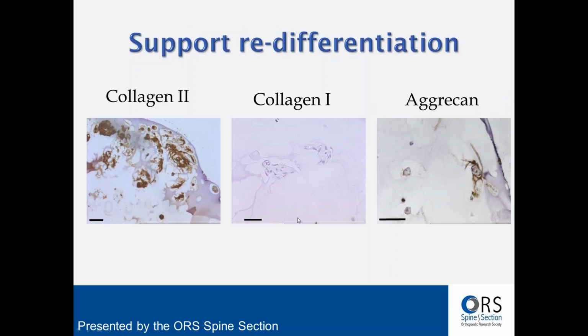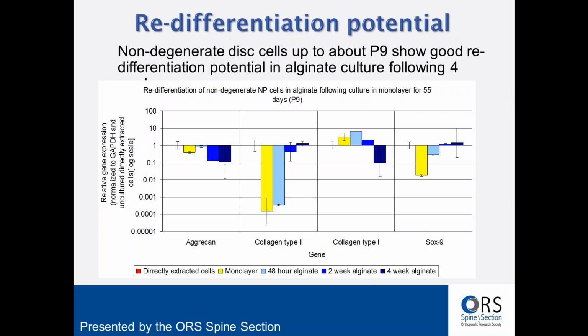The advantage of the alginate culture system, together with pellets or agarose, is they induce re-differentiation. So cells, after about 2 weeks in culture, start to re-express collagen type 2 and aggrecan, and they lose the expression of collagen type 1. And this ability to re-differentiate is maintained within normal disc cells up to fairly late passage. So passage 9, you can still get good differentiation.